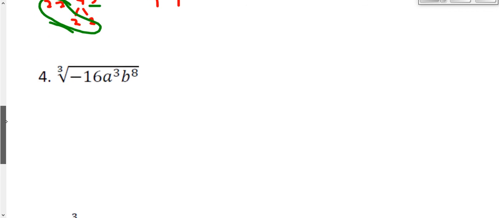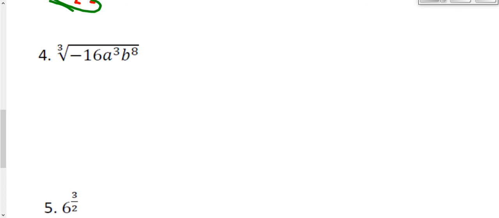All right. We've got example 4 here, the cube root of negative 16, a cubed, b to the 8th power. Again, I have an odd index and I have a negative inside, so I'm going to bring the negative to the front, the negative cube root of 16 a cubed b to the 8th.